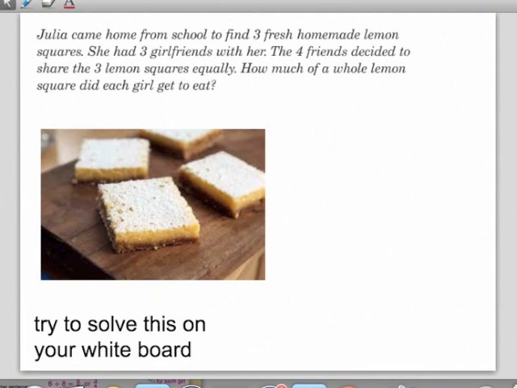It says, Julia came home from school to find 3 fresh homemade lemon squares. She had 3 of her girlfriends with her. So the 4 friends decided to share the 3 lemon squares equally. How much of a whole lemon square did each girl get to eat? So I want you to try to solve this on your whiteboard. Try drawing some pictures. Think about how you could split 3 lemon bars equally between 4 girls. Okay, so you must have this answered, so let's look together.